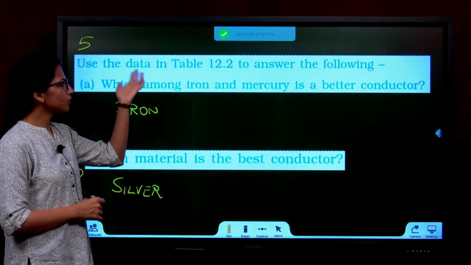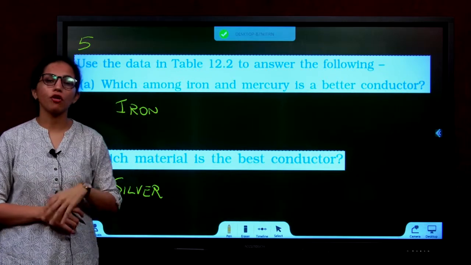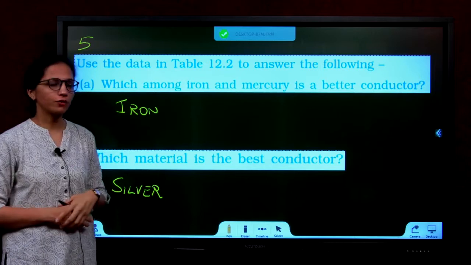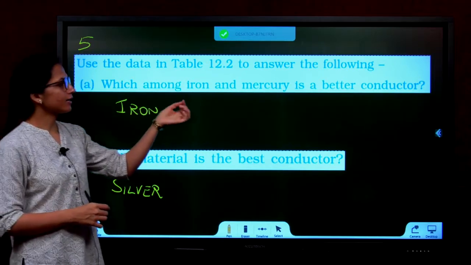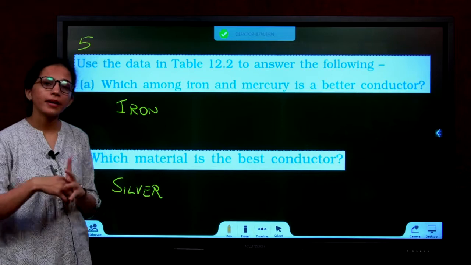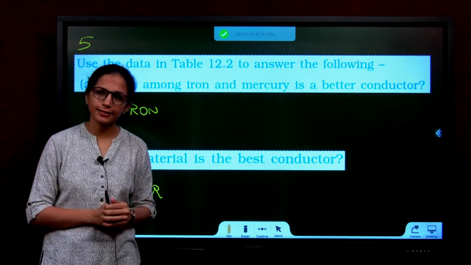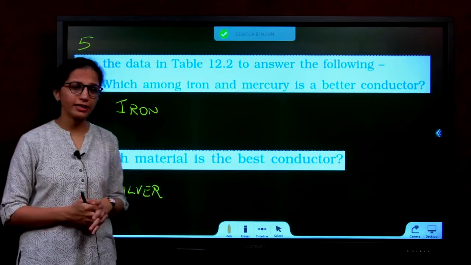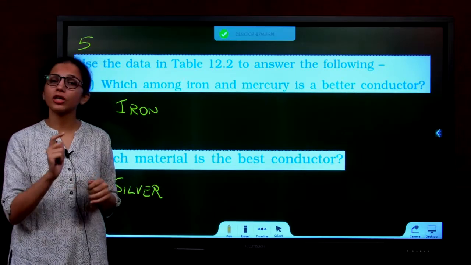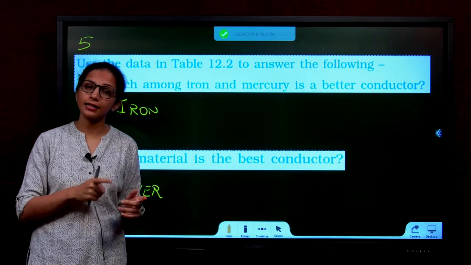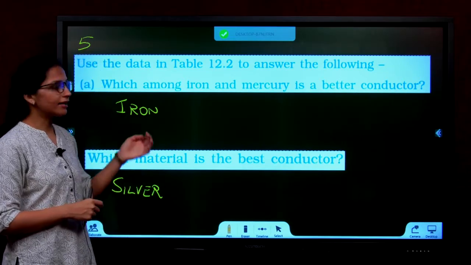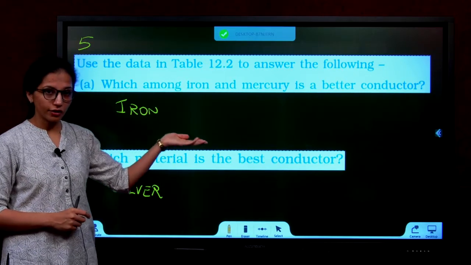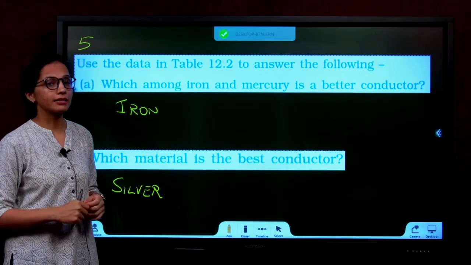Fifth question, use the data in table 12.2. All of you please open table 12.2 from your textbook to answer the following. First question, which among iron and mercury is a better conductor? Better conductor means low resistance or high resistance? It's low. So better conductor means lower resistance or lower resistivity. So in table 12.2, check who has lower resistivity. Is it iron or mercury? You can see iron has lower resistivity. Therefore, iron is a better conductor than mercury because it has lower resistivity.